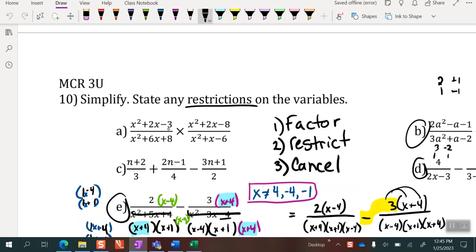All right, so first of all, we have to factor. We're looking at the first one. So the first step is to factor, next restrict, next to cancel.